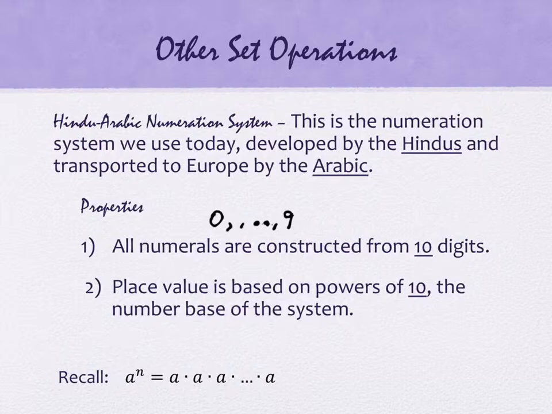The place value: we have a place value system based on powers of 10. Right? We have the tens place, the hundreds place because it's 10 squared, the thousands place because it's 10 cubed. It's all powers of 10. Not only that, even the ones place is a power of 10. It's 10 to the 0. So all of our place values are based on powers of 10. And a reminder, we've seen this before, but when we have a to the n, it means a multiplied by itself n times.